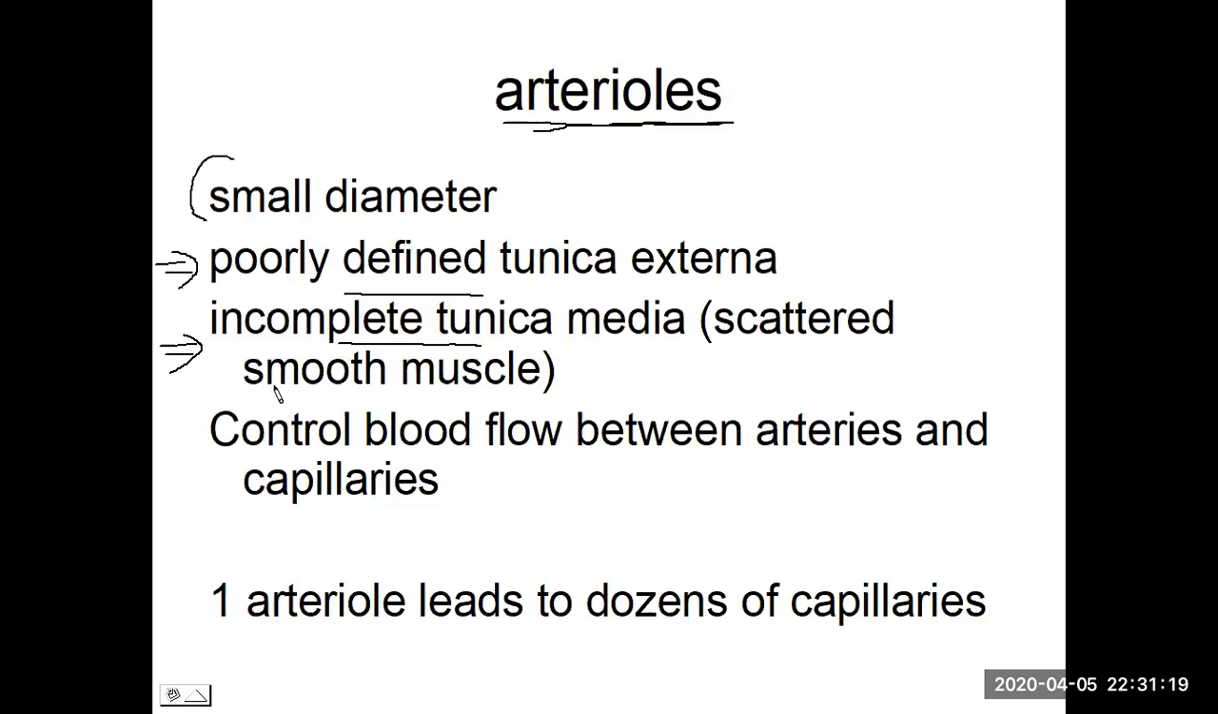However, with their amount of smooth muscle, the arterioles do control how much blood flows into the capillaries. And in turn, branching from an arteriole leads to a huge cluster of multiple capillaries.